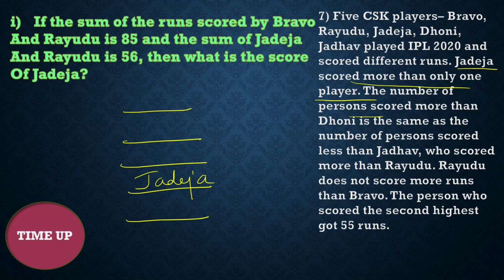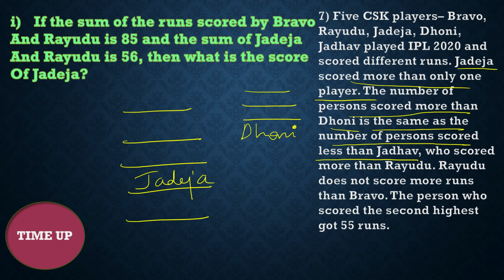The number of persons scored more than Dhoni is the same as the number of persons scored less than Jadhav. Suppose Dhoni is here, the persons who have scored more than Dhoni should be the same number as the persons who have scored less than Jadhav. So if 3 persons have scored more than Dhoni, then 3 persons should have scored less than Jadhav. That is what it means. Understanding?